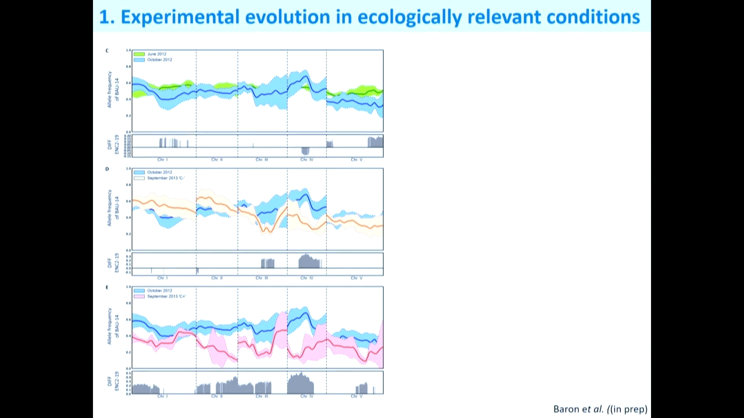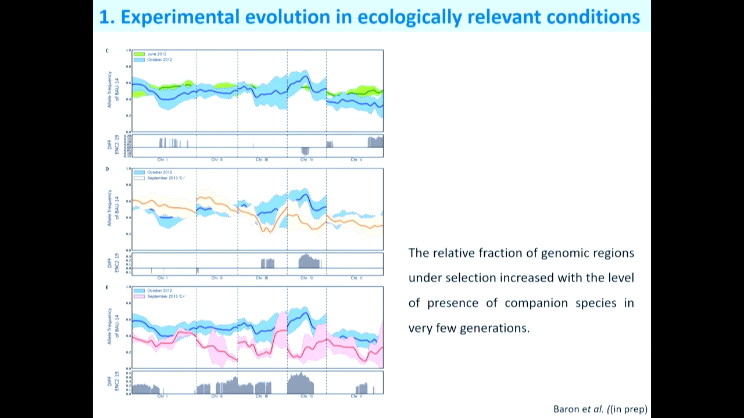And you can see here there are a lot of genomic regions that have been selected by the presence of interspecific competition. And as expected, all the genomic regions selected come from the natural population where we observe a highly competitive environment. So it seems that the relative fraction of genomic regions under selection increases with the level of presence of companion species in very few generations. Here, it's only between 1 and 2 generations.